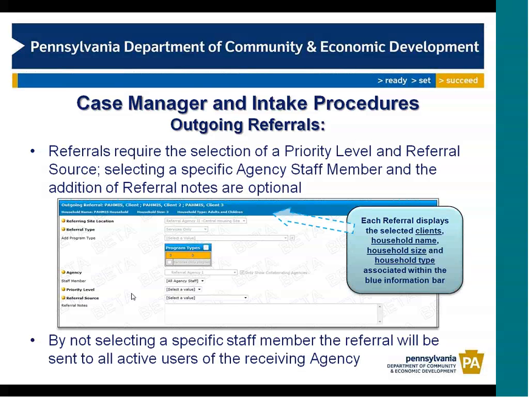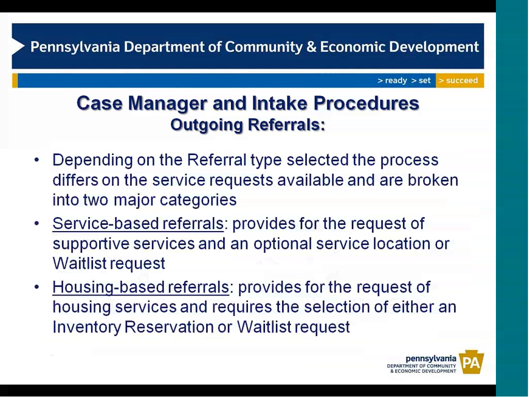Referral source is a drop down of a predefined list of where the referral came from. It could be emergency shelter staff or hospital staff. It's got a whole bunch of selections. The last one is referral notes. That is optional. You don't have to fill it in, but it provides a little text box. We do recommend, especially if you're sending it to a generalized referral, to type in some information about the clients, what they're looking for. It will help the receiving agency know what's coming down the pike.